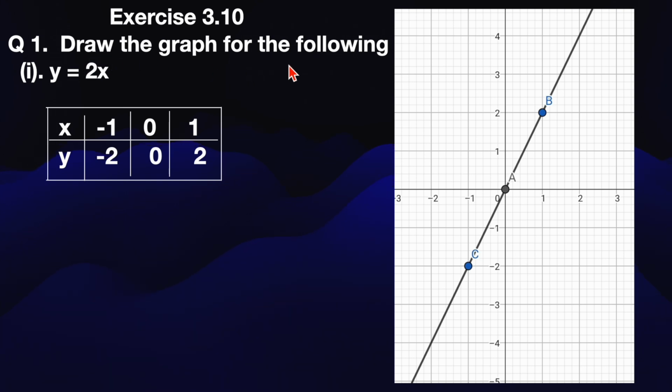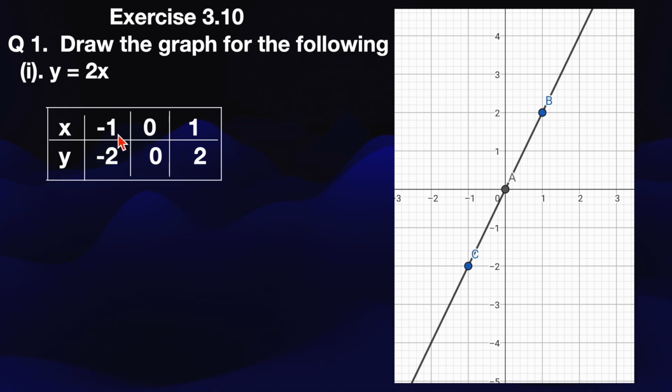Question 1. Draw the graph for the following. y = 2x. First, we are going to draw a table like this. Draw these lines. Put x and y here. Now we are going to take random values of x.